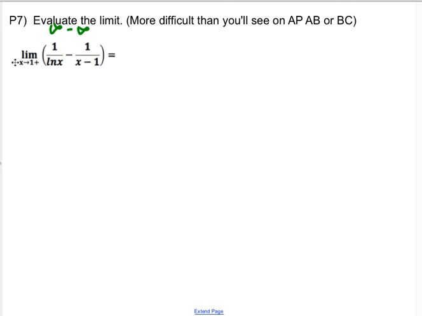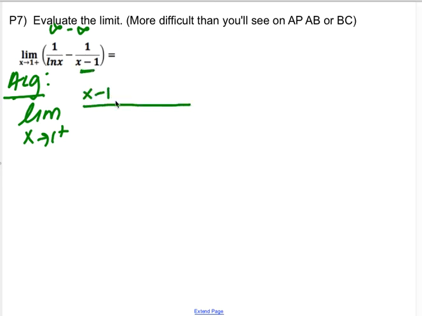So the issue first is that I should try getting a common denominator, right? So I'm going to use some algebra, right? We're going to lean pretty heavily on our algebra here. I'm going to get that this is the limit as x approaches 1 from the right of, I'm going to multiply the first fraction by x minus 1 over x minus 1. So I'm going to get an x minus 1. I'm going to multiply the second fraction by the natural log, and the bottom common denominator is going to be this product, right? These two things multiplied together.